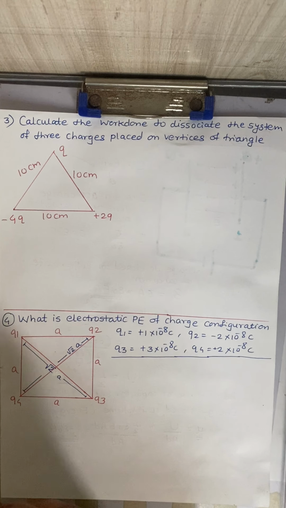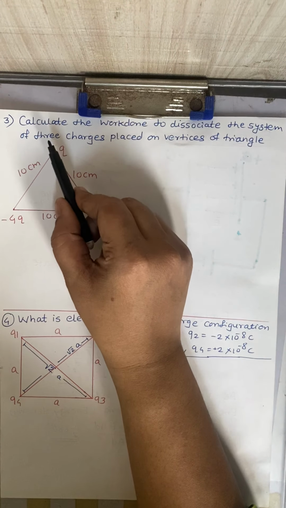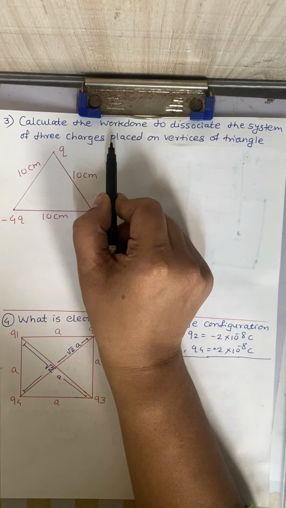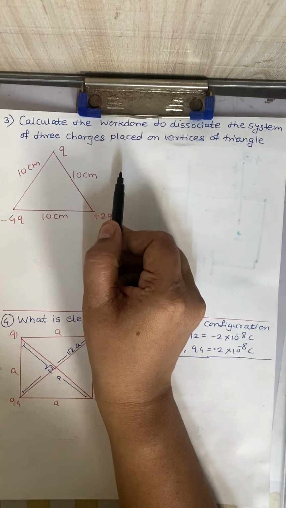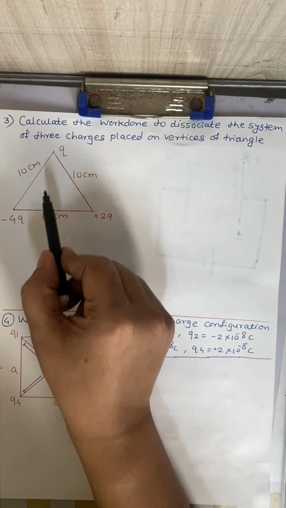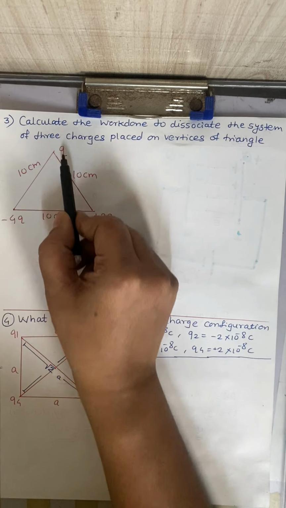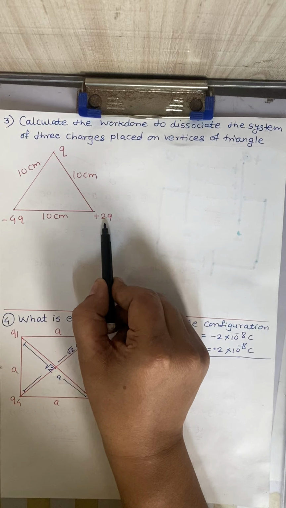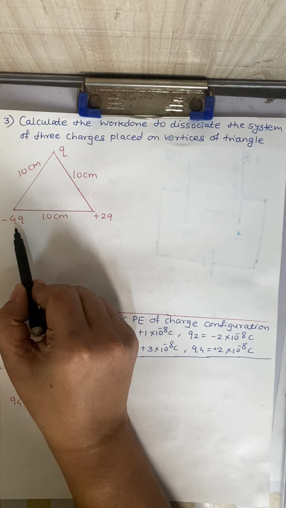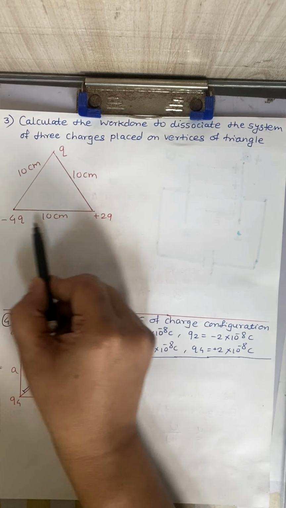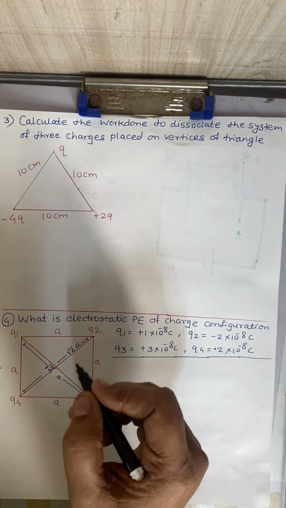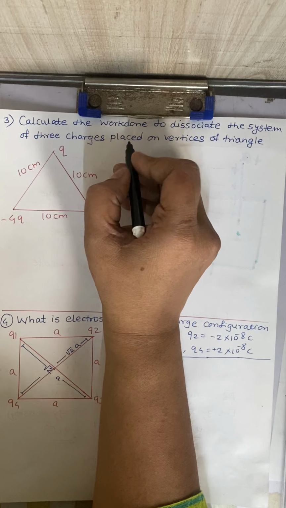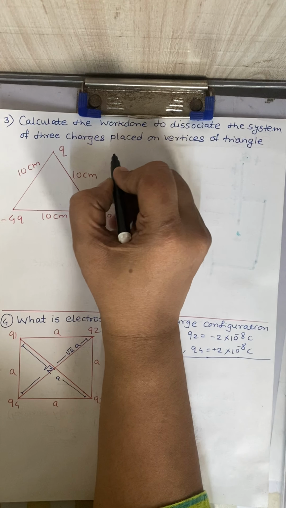Third numerical we are going to start and understand: calculate the work done to dissociate the system of three charges placed on the vertices of a triangle. You can see that this is a triangle where plus q charge, plus 2q charge and minus 4q charge are situated, and the distance between all three charges is equal to 10 centimeter. Now we want to find out first of all the initial potential energy.